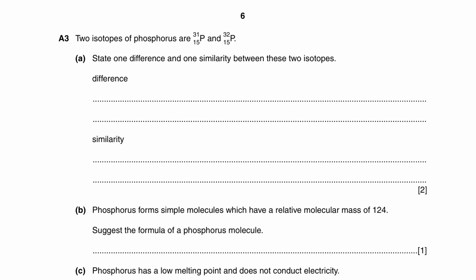All right, another one. Isotopes this time. Two isotopes of phosphorus are here, phosphorus 31 and phosphorus 32. Notice how the proton number for the phosphorus is the same because that's what phosphorus is. It just means it has 15 protons. Proton number for elements will never change. State one difference and one similarity between these two isotopes.